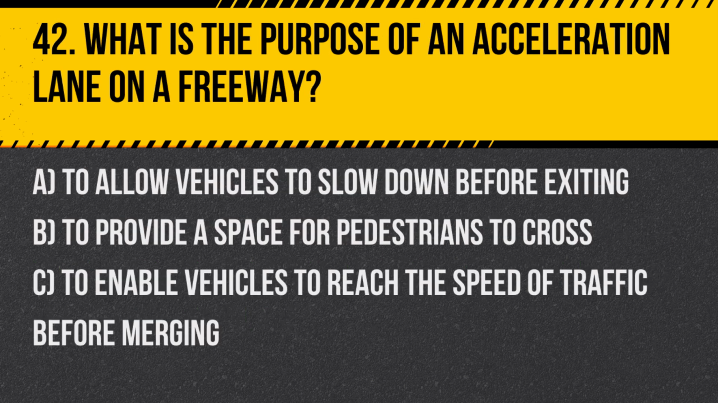Question 42. What is the purpose of an acceleration lane on a freeway? A. To allow vehicles to slow down before exiting. B. To provide a space for pedestrians to cross. C. To enable vehicles to reach the speed of traffic before merging.